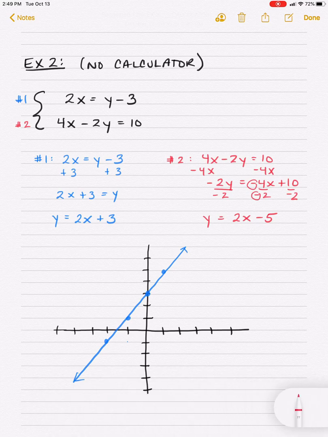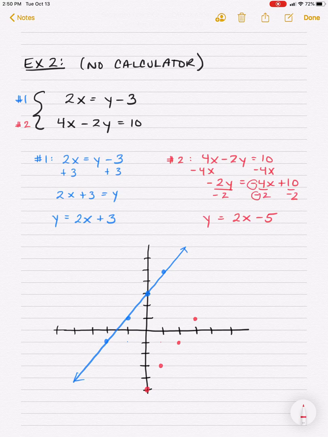Let's graph the line that's in red. This line has a y-intercept of negative 5. But again, we're going to move up 2 and to the right 1, up 2 and to the right 1. So I'm going to do this a couple times.